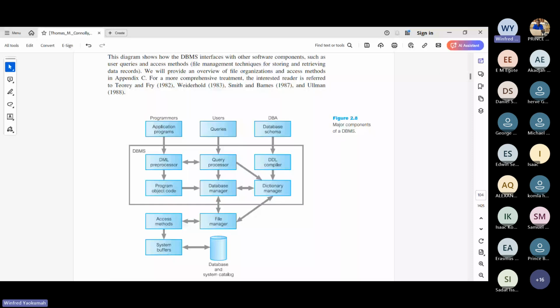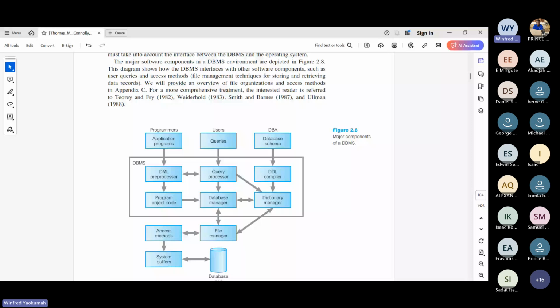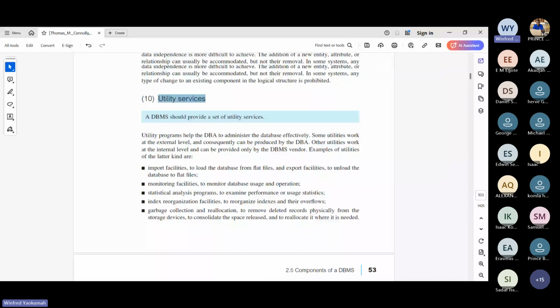You see the middle here, where we have the database management system with various functions. We've mentioned the functions earlier. So these components are performing all the 10 functions that we raised over there. You see that we have data definition compiler, dictionary, database management, query processor, database, data manipulation language preprocessor, programming code. They are all the components of the database that are providing services, the functions that we have mentioned earlier.